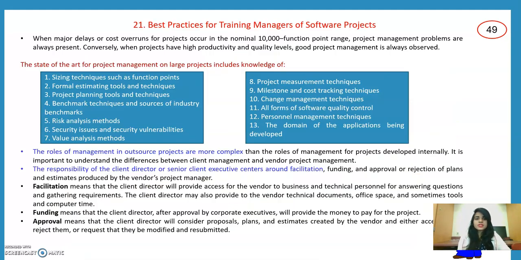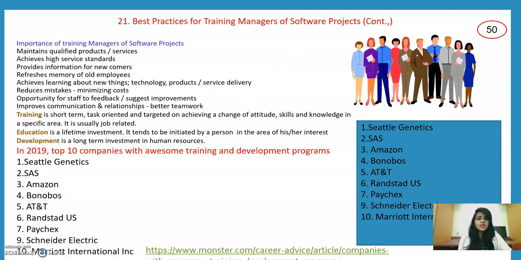The other one is a best practice for training managers of software. As we discussed earlier, training of software managers is very important, which includes sizing techniques such as function points, formal estimating tools and techniques, project planning tools and techniques, benchmark techniques and sources of industry benchmarks, and risk analysis methods. They need to know security issues and security vulnerabilities, and value analysis methods. These are the different state of the art of project management on a large scale. This is also a best practice for training of software projects.